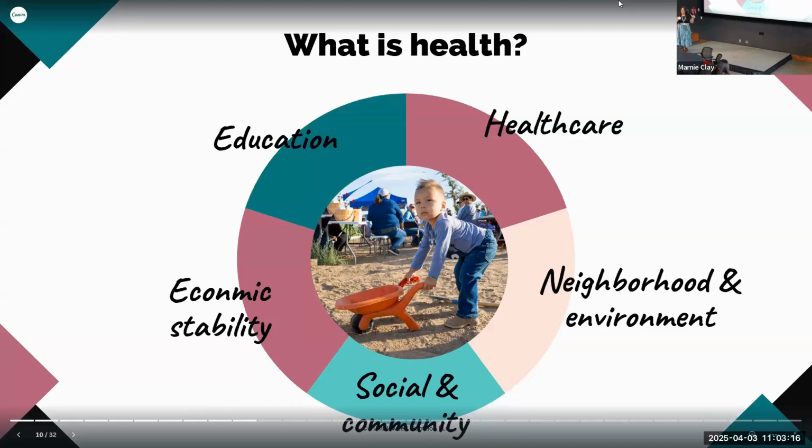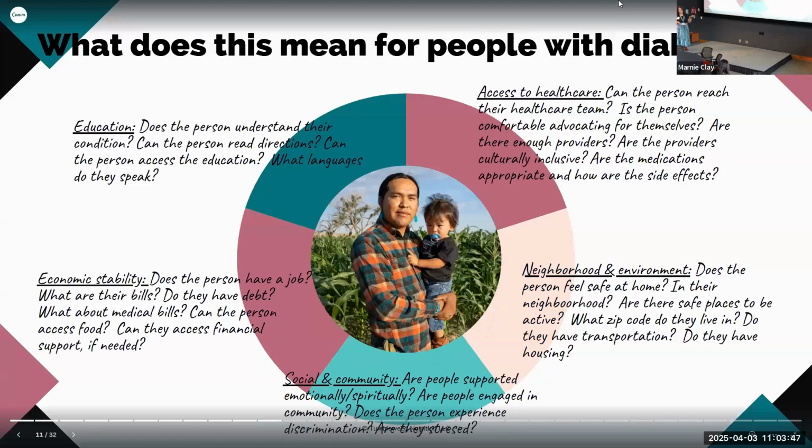So I understand why maybe your A1C is 14. And so that's where me just coming in, just having this more global understanding of what is health, it really helps me to make sure I'm coming to my community in a humble way, and I'm not penalizing them for not having access to certain things. So these things, at least according to the CDC, it's education, healthcare, neighborhood and environment, social and community, and economic stability. So what does this mean for people with diabetes?